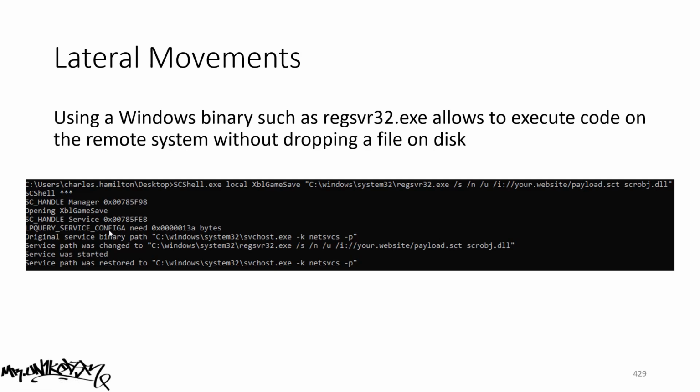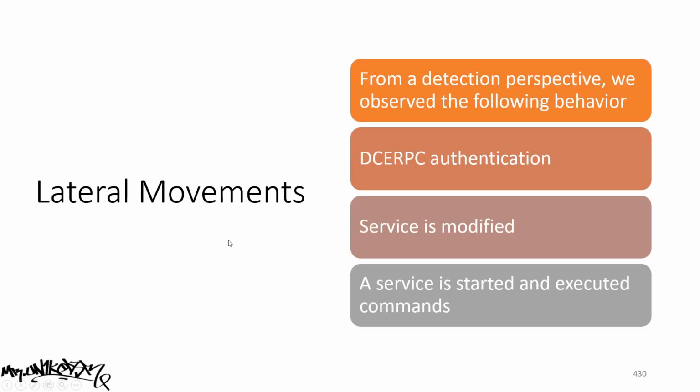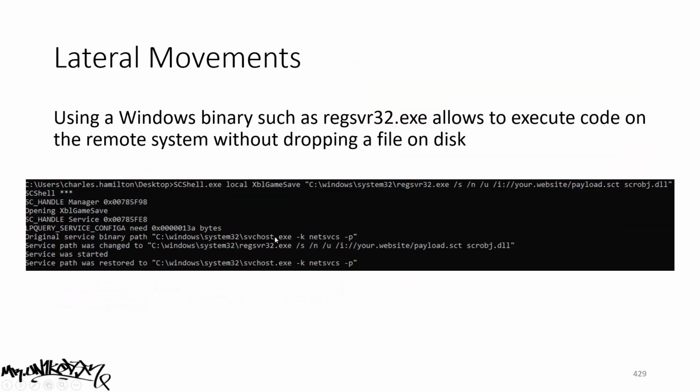So as you can see here, I love to be verbose with my output. You get a handle to the manager, you have a handle to the service, then you actually query the service, and you look for the binary path. This is what the default path looks like. Then you're going to change it to whatever you want to execute. You're going to change the service state.